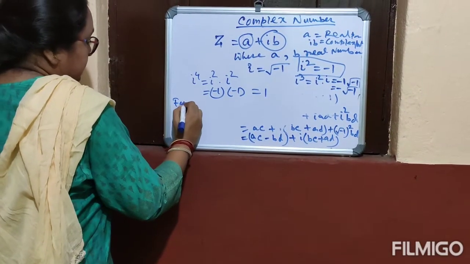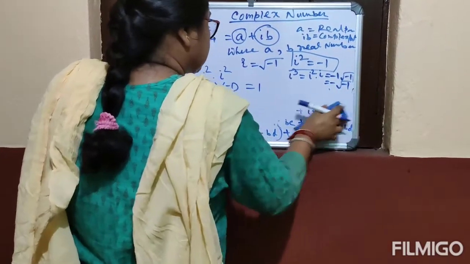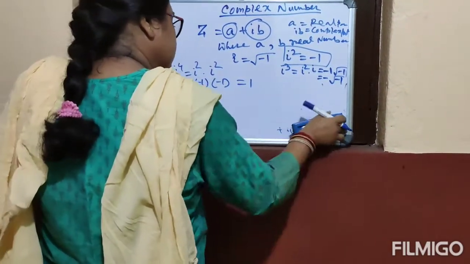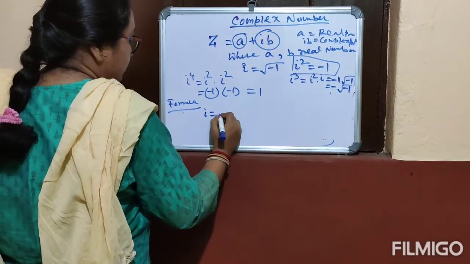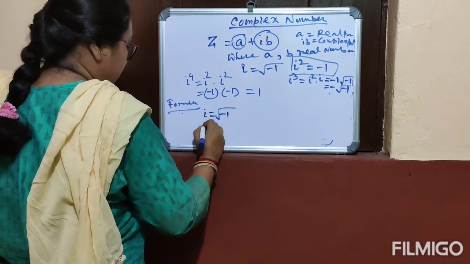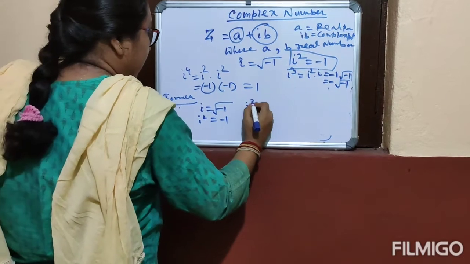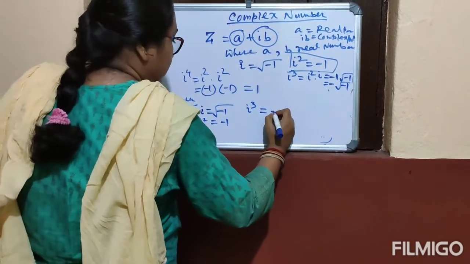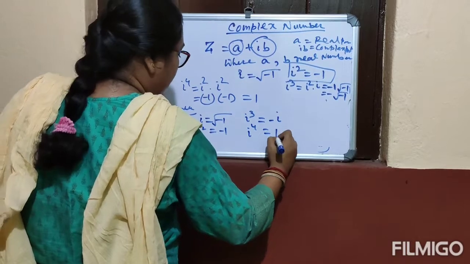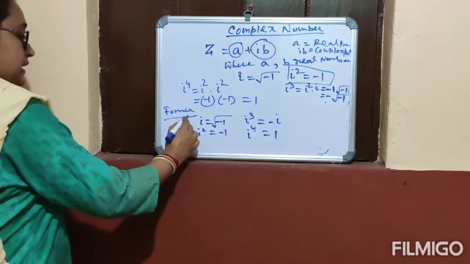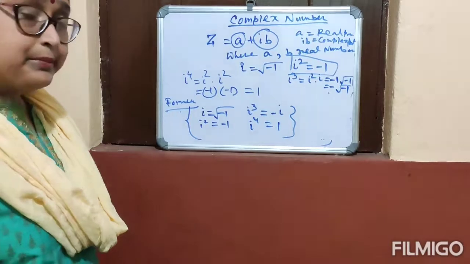Hence the formulas of complex number: i equal to root over of minus 1, i square is equal to minus 1, i cube is equal to minus i, and i to the power 4 is equal to 1. Am I clear, student? These are the formulas of complex number.